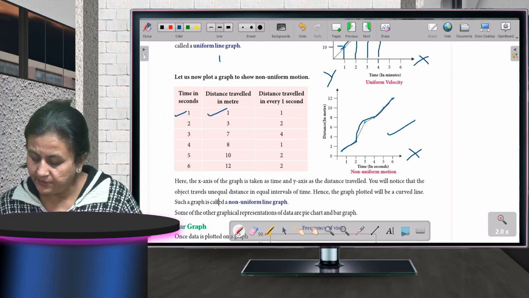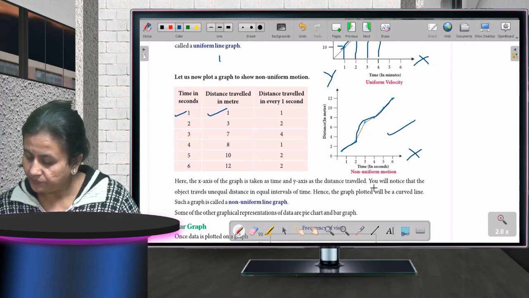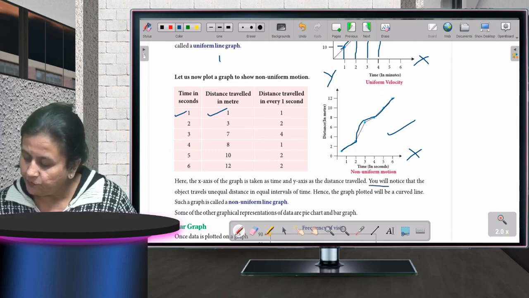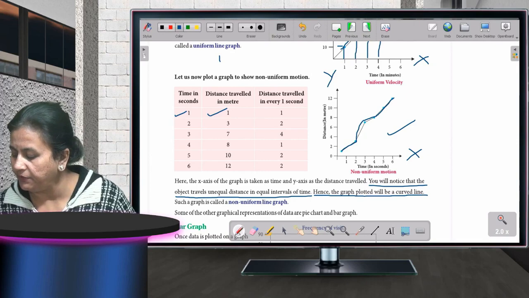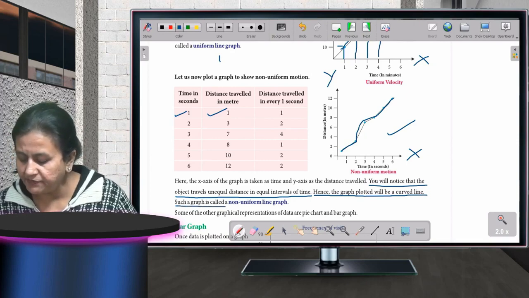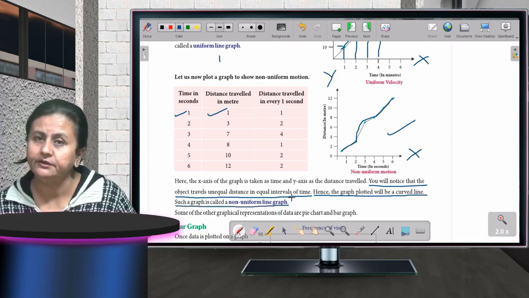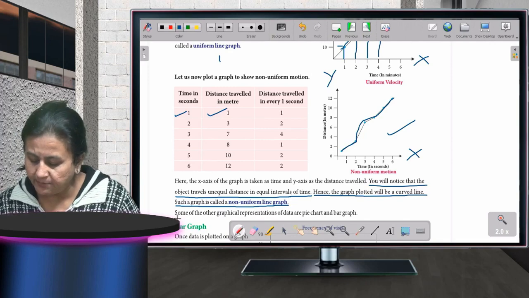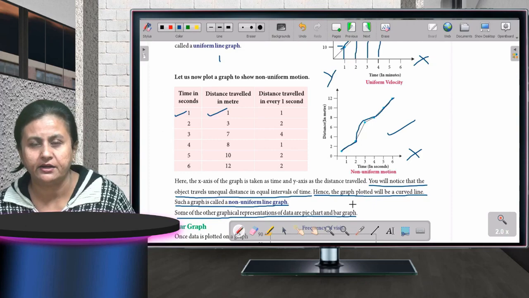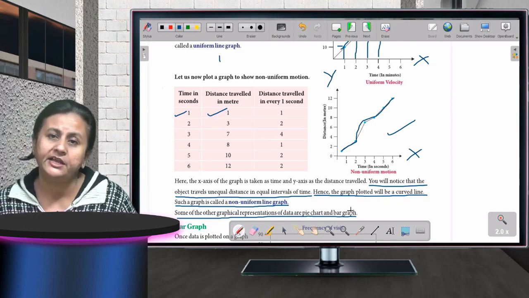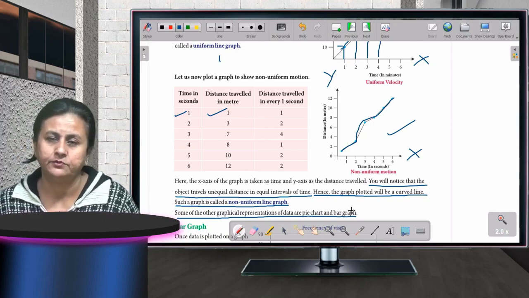Fine, children? You will notice that the object travels unequal distances in equal intervals of time. Hence, the graph plotted will be a curved line. Such a graph is called a non-uniform line graph. Some of the other graphical representations of data are the pie chart and the bar graph. You must have heard about the pie chart and bar graph in your math.